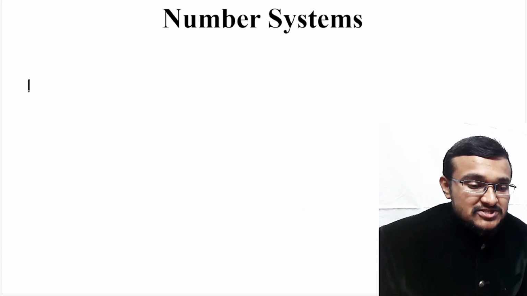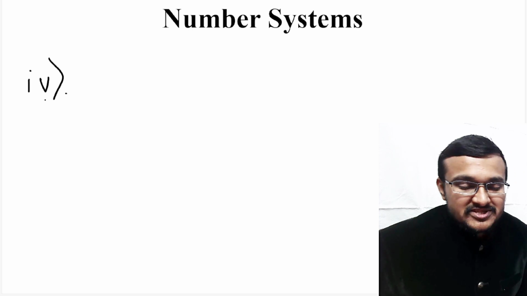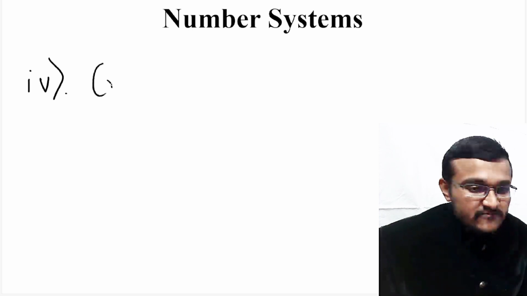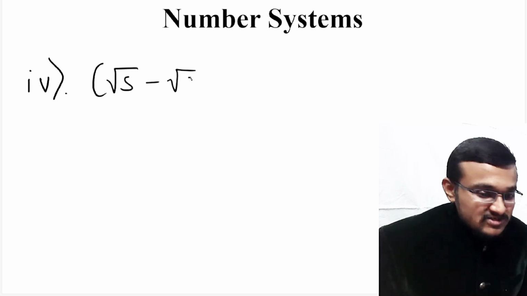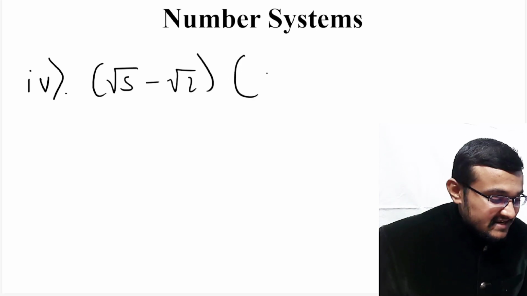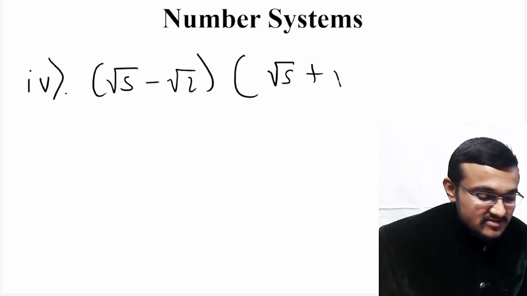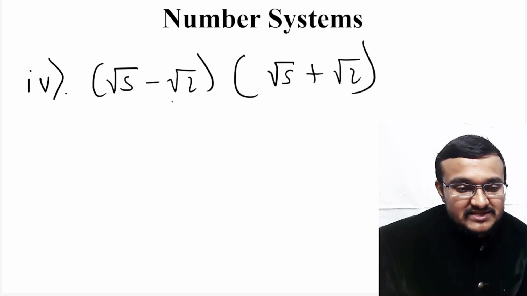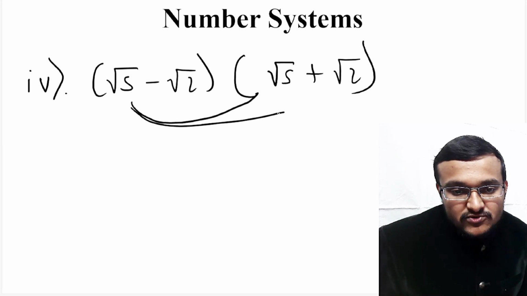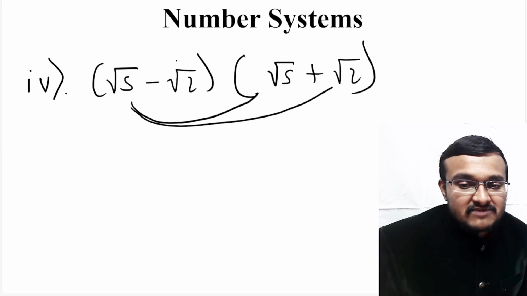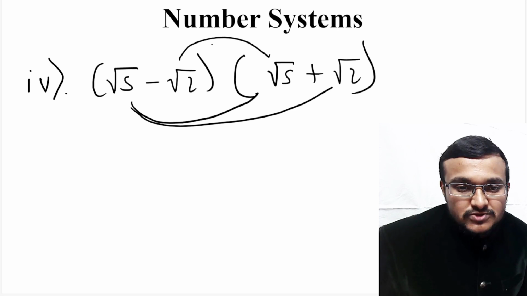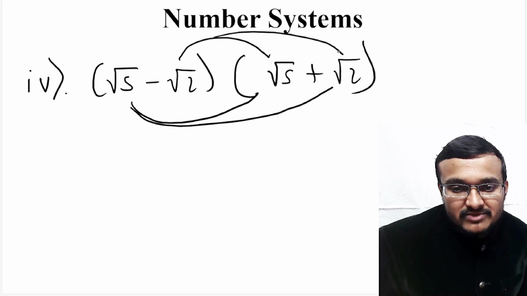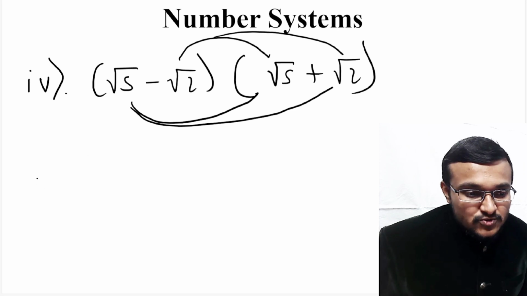The second and third problems you can solve on your own. I'll solve one more problem in this second question, that is the fourth one. So in the fourth problem you have (root 5 minus root 2) in the bracket and in the second bracket you have (root 5 plus root 2). So now you have to multiply this. Here root 5 should be multiplied with root 5 and the same root 5 should be multiplied with root 2, and this minus root 2 should be multiplied with root 5 and minus root 2 should be multiplied with root 2. So we'll do that.